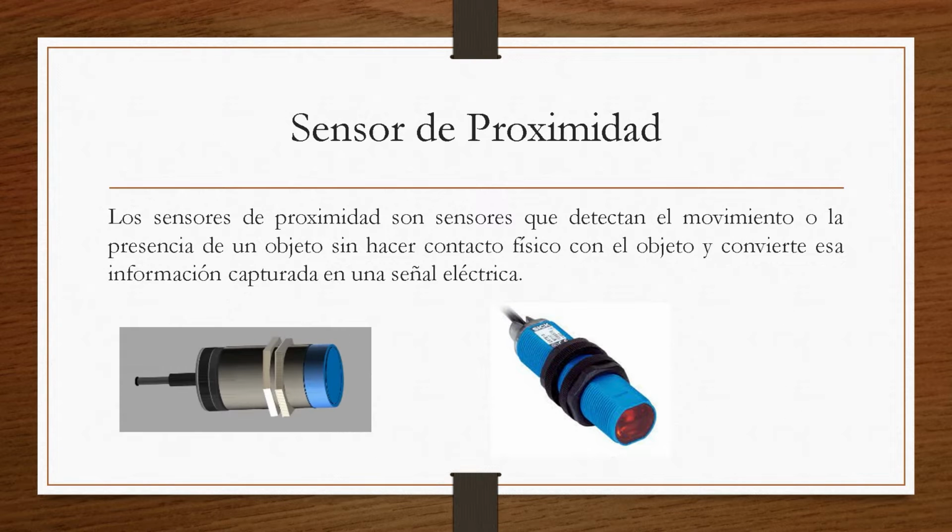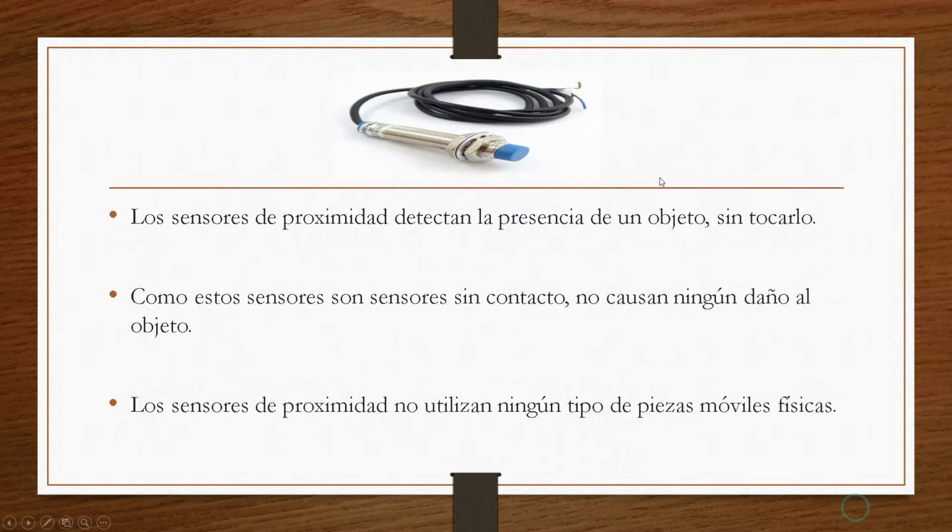Proximity sensor. Proximity sensors are sensors that detect movement or presence of an object without making physical contact with the object and convert the information captured into an electrical signal. Proximity sensors detect the presence of an object without touching it. As these sensors are not contact sensors, they do not cause any damage to the object. Proximity sensors do not use any type of physical moving parts.